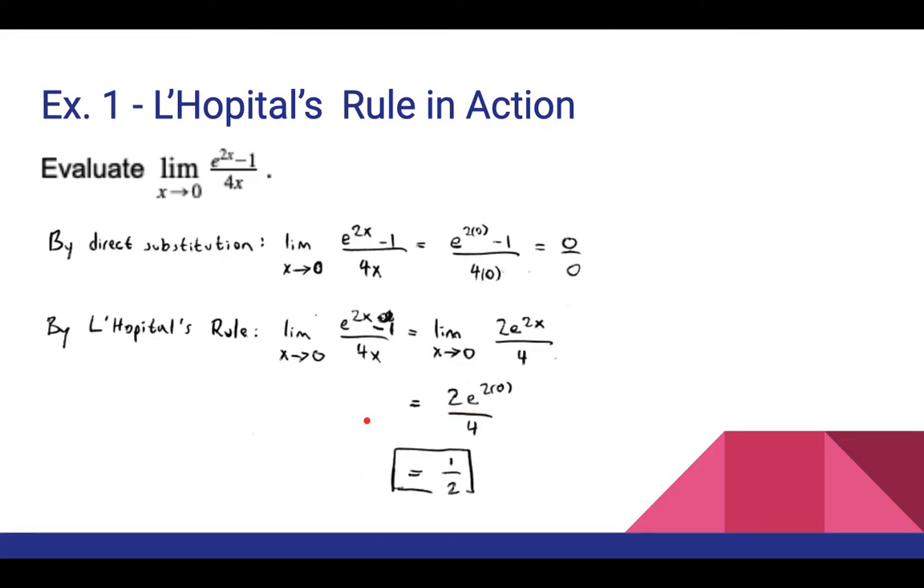So all we have to do with L'Hopital's rule in this case is find the derivative of our numerator, find the derivative of our denominator, and then take the limit as x approaches a specific value of the derivative of the numerator divided by the derivative of the denominator. Nothing more you have to do than that.